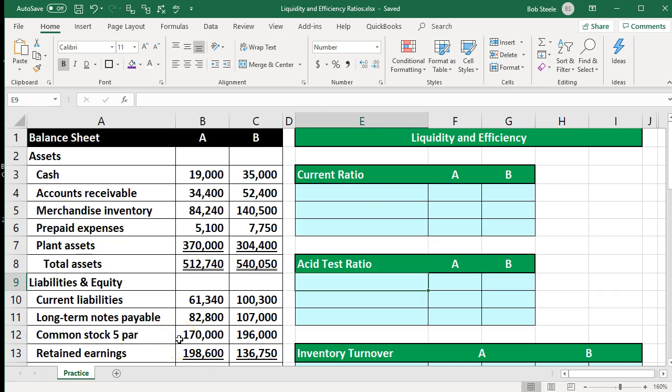In this presentation, we will take a look at liquidity and efficiency ratios. Our information is going to be on the left-hand side. We're going to enter that information into the blue areas to record our liquidity and efficiency ratios.